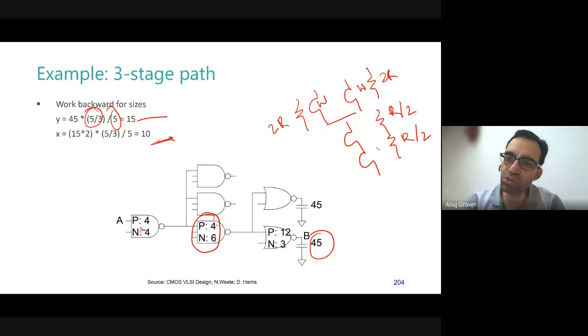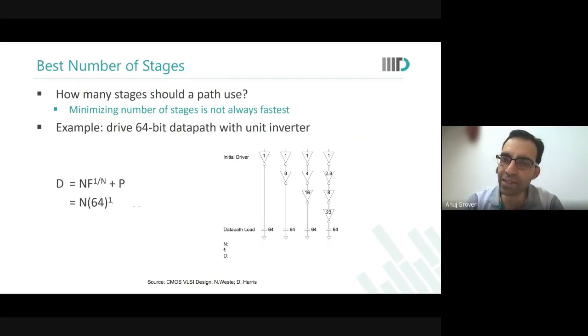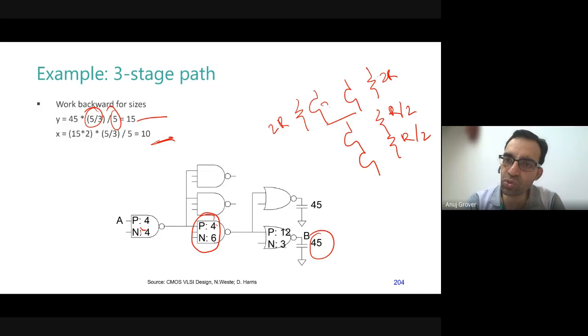You size a NAND gate like this, 2 2 2 2, so that the series resistance comes to be R/2, and over here you have 2R and 2R in parallel, so you do it like that. Yes sir. Okay. So you size PMOS and NMOS to the same size.